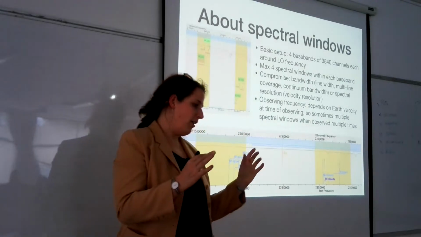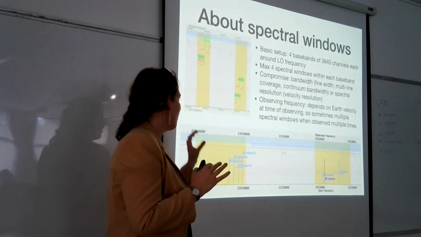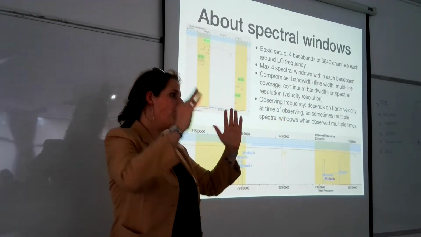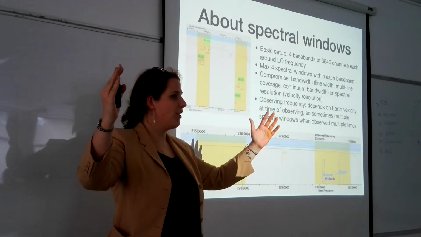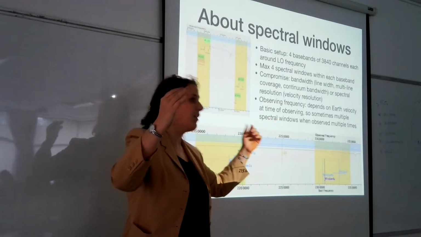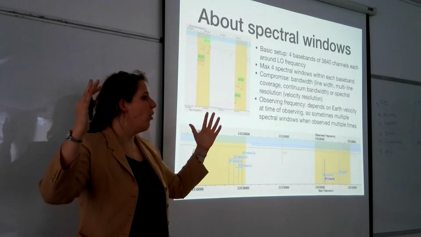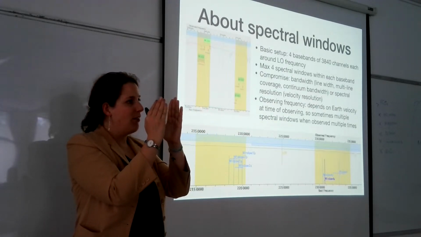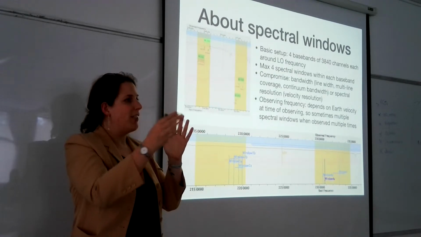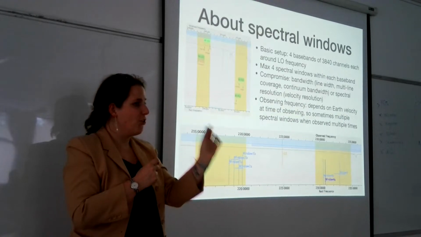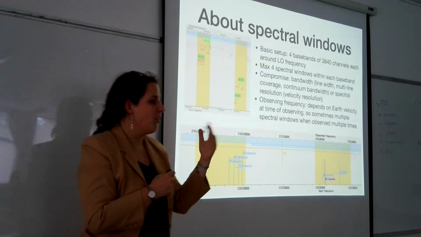And a spectral window contains 3,840 channels. So you can choose to either use a broad spectral window with low velocity resolution, so essentially if you want a wide continuum bandwidth, you want a high continuum sensitivity, or a narrow spectral window where you go for very high velocity resolution. You have to remember that you always have the same amount of channels, but you can choose what velocity resolution each channel is before you make your observations.